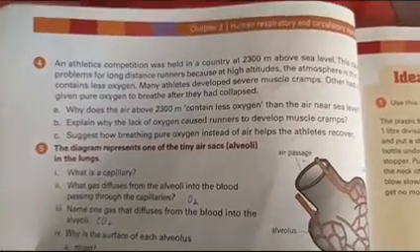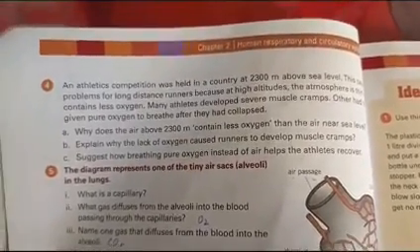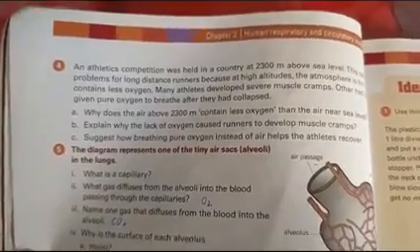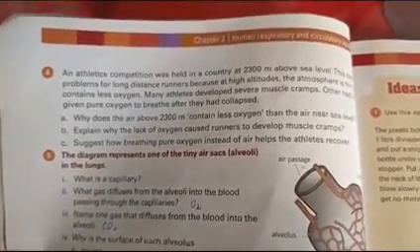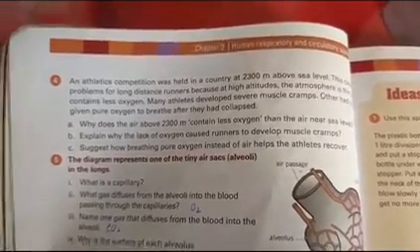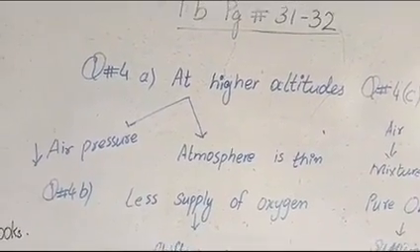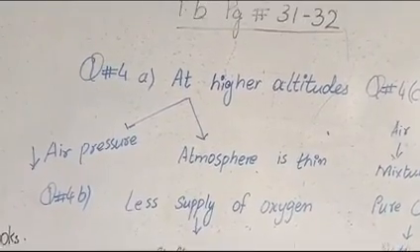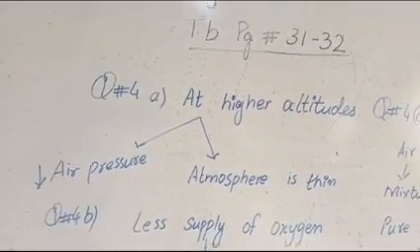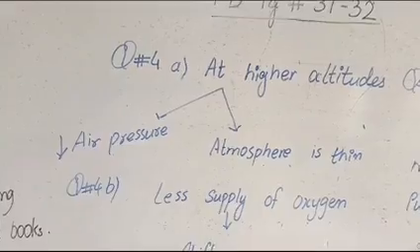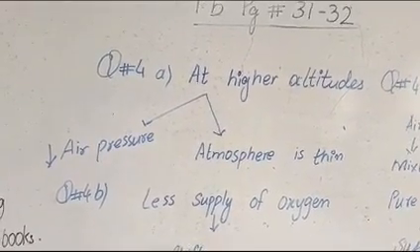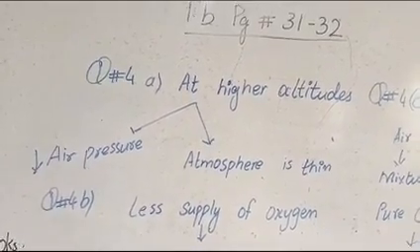Read the statement very carefully and then attempt statements A, B and C. Statement A. Why does the air above 2300 meters contain less oxygen than the air near sea level? So students, for this question, as we go higher above sea level, the altitude will be higher. At higher altitudes, the air pressure decreases and the atmosphere becomes thin. So that's why there is less oxygen.